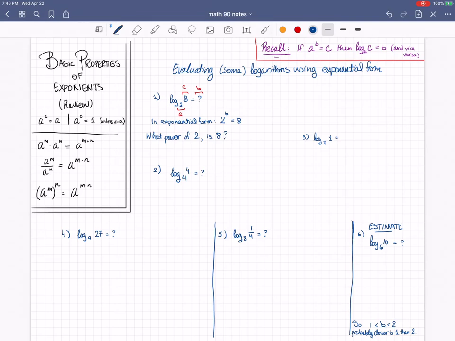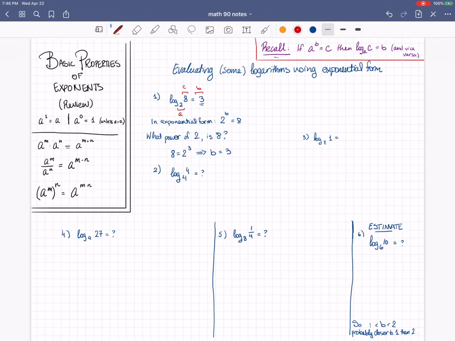Now, it so happens that 8 actually is a power of 2. 8 is 2 cubed. So that means that b is 3. And so we can use our little eraser maybe, and erase this little question mark, and we can say log base 2 of 8 is equal to 3. Okay? All right, let's move on to number 2 here.